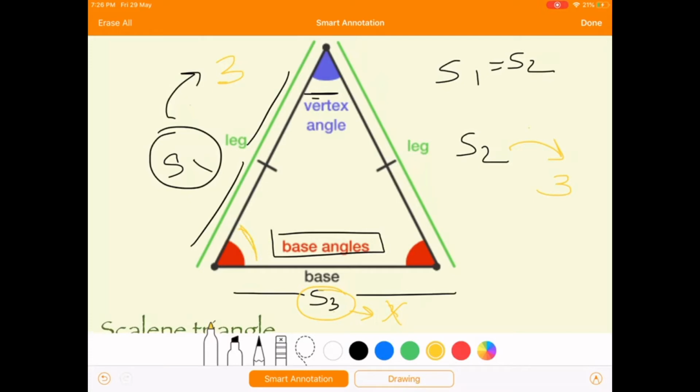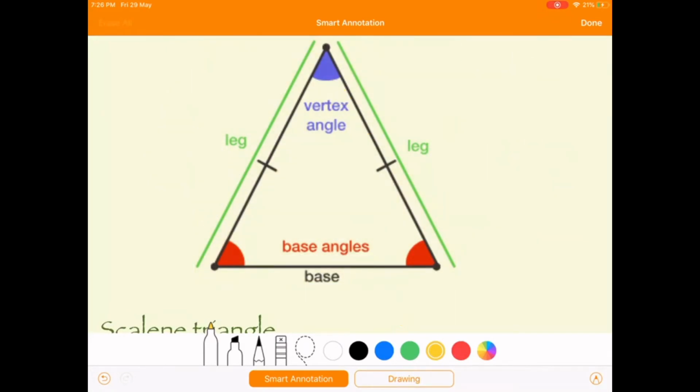Base angles are always equal. It can be any degree. Okay? It can be of any degree, and the base angles are the same and the vertex angle is different. So two angles are the same, two sides are the same, one angle is different, and one side is different in an isosceles triangle.